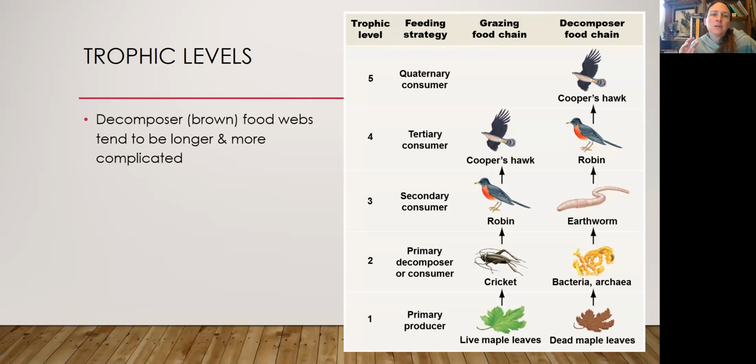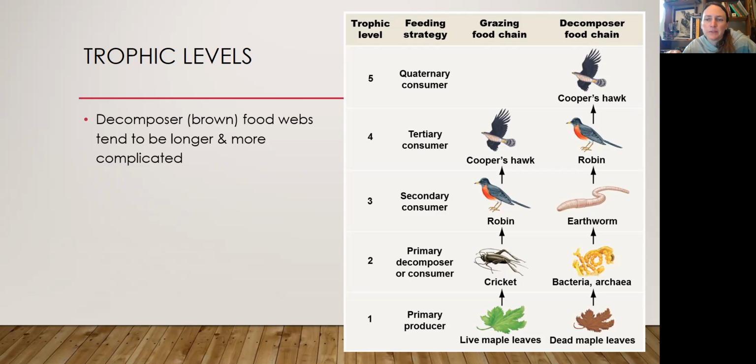And so decomposer food webs are a little different than primary producer food webs. And oftentimes, decomposer food webs tend to be longer and more complicated. So this figure here is showing you on the left, live green maple leaves, and then crickets that eat them, and robins that eat crickets, and hawks that eat robins, right? So you can see there are 4 trophic levels in that green food chain.